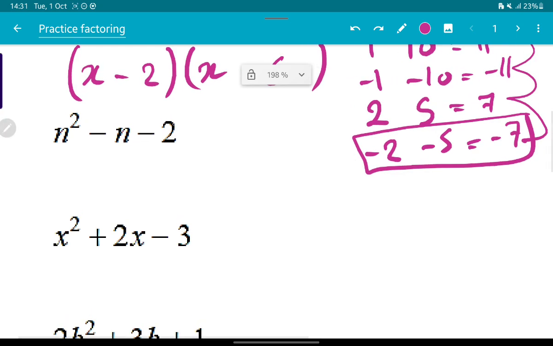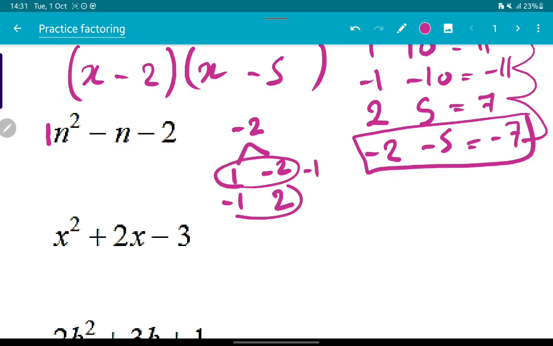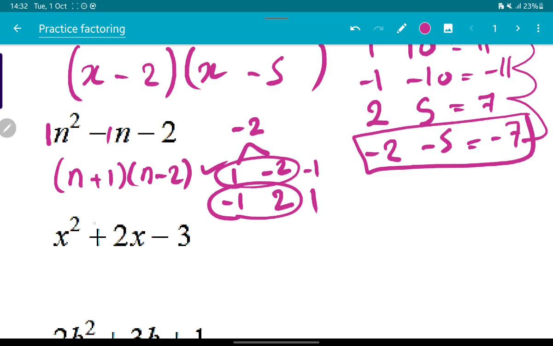For the next one, this is with the same idea, that a equals 1. So we factorize the negative 2: 1 and negative 2, negative 1 and 2. When we add this, it would be negative 1. When we add this, it would be positive 1. Here we have negative 1, so we will choose the first pair: plus 1, minus 2.